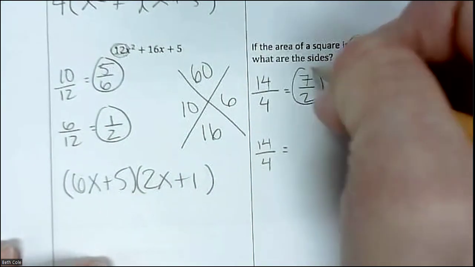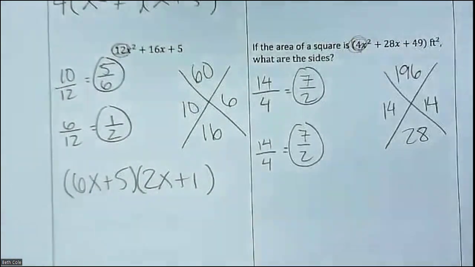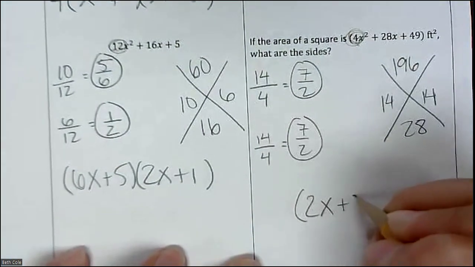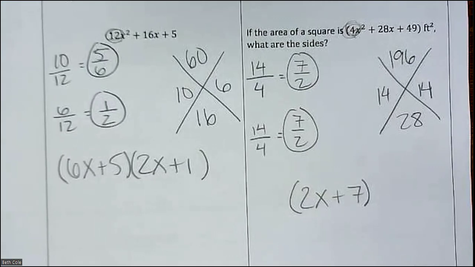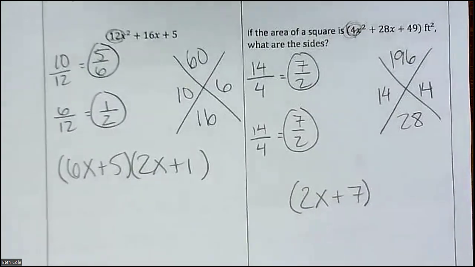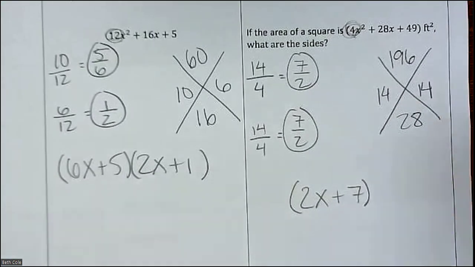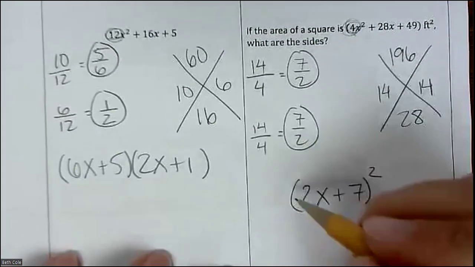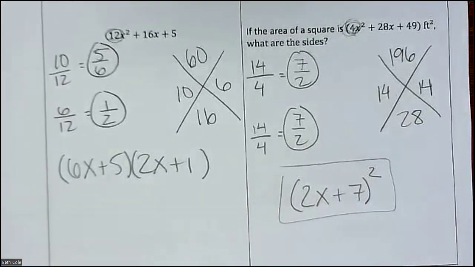7 over 2, good. Can you write anything down for me? 2x plus 7. Now, it's 2x plus 7. There's one other thing. What do we put since it's a twin and there's 2 of them? Good. Nice job. Gold star. So when it's a twin, you put squared.